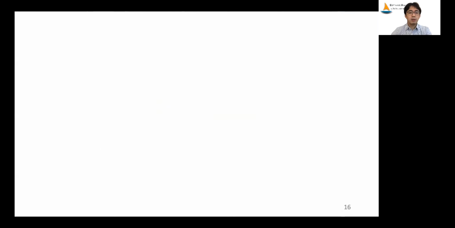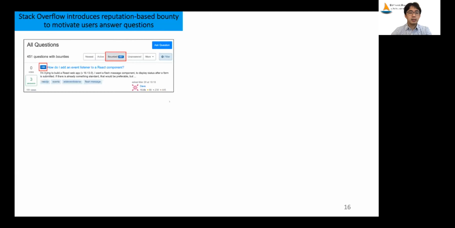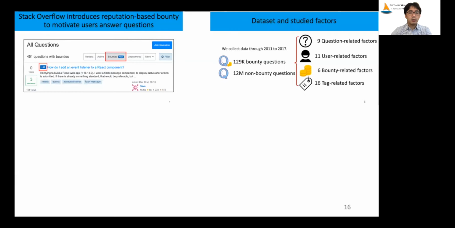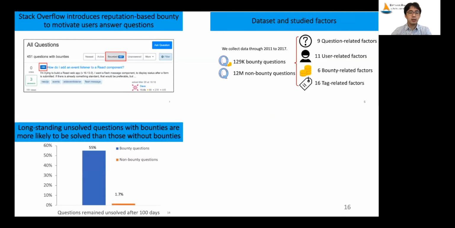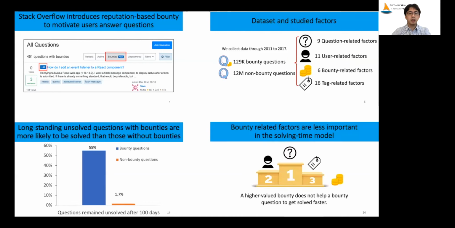To summarize our study, we studied bounty in Stack Overflow. We collected 129,000 bounty questions and extracted 42 factors for our study. We observed that long-standing unsolved questions with bounty are more likely to be solved. We also observed that bounty is not a silver bullet for getting a question solved faster.